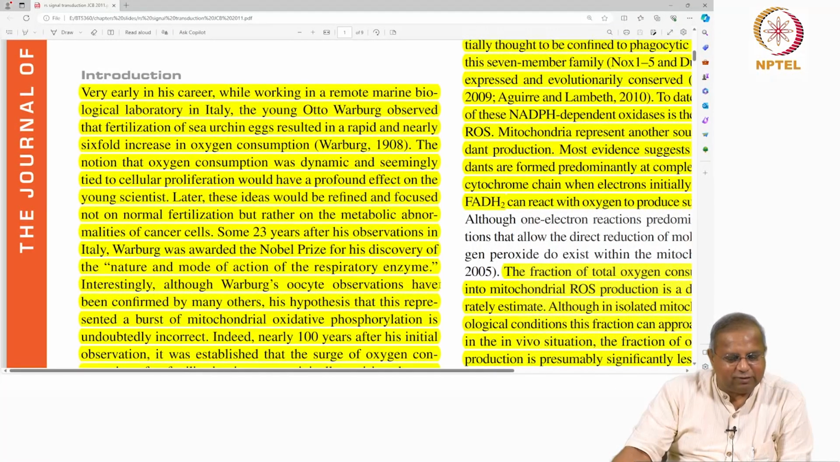Very early in his career, while working in a remote marine biological lab in Italy, the young Otto Warburg observed that fertilization of sea urchin eggs resulted in a rapid and early six-fold release in oxygen consumption, published in 1908. The notion that oxygen consumption was dynamic and seemingly tied to cellular proliferation would have a profound effect on the young scientist. Later, these ideas would be refined and focused not on normal fertilization, but rather on the metabolic abnormalities of cancer cells. Some 23 years after his observations in Italy, Warburg was awarded the Nobel Prize for his discovery of the nature and mode of action of the respiratory enzyme.